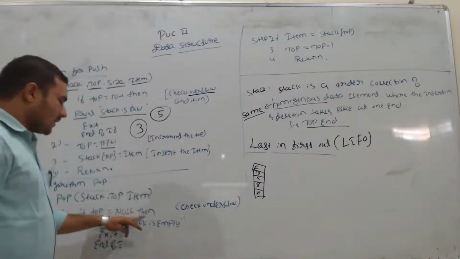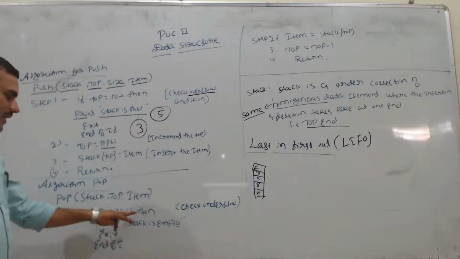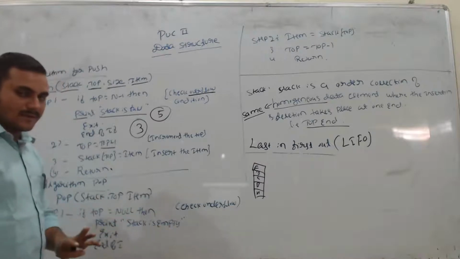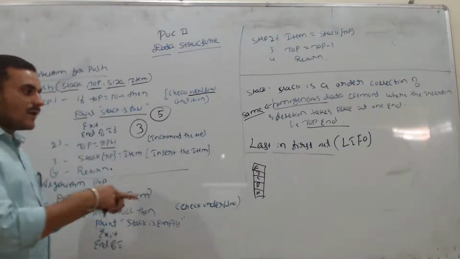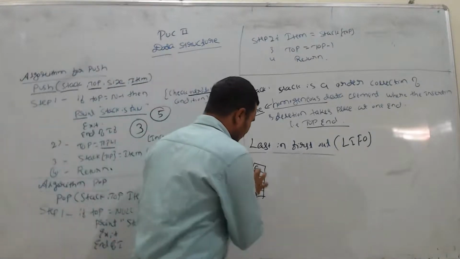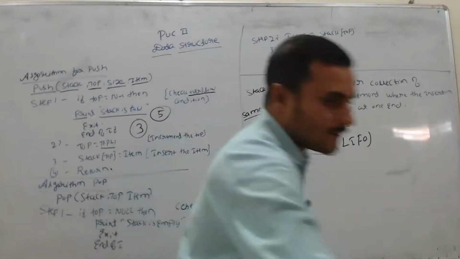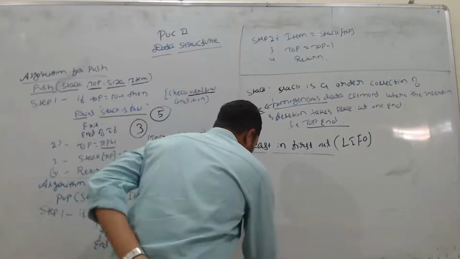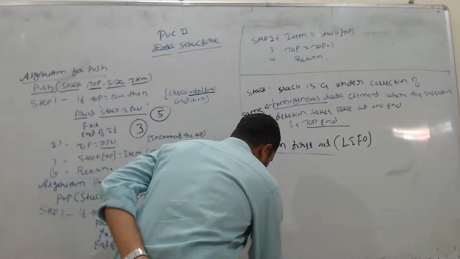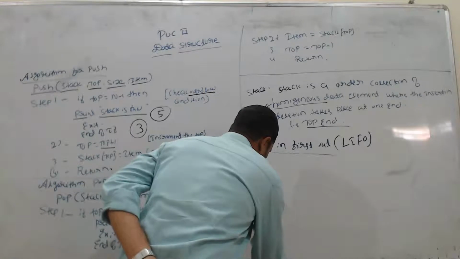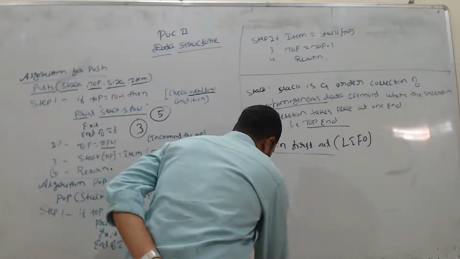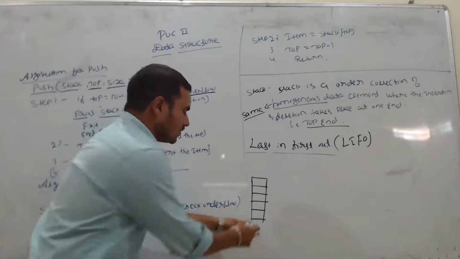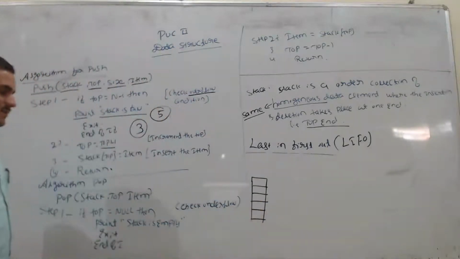Top is equal to null, right? If top is null, that is 0, then print stack is empty. Null is equal to 0, 0 elements are present in the stack. This is a null value, so there is no element present in the stack, right?